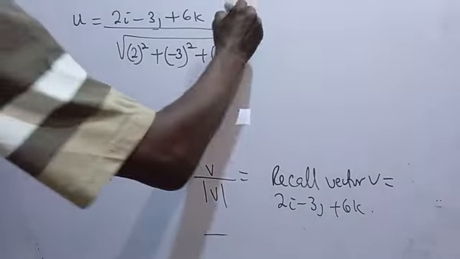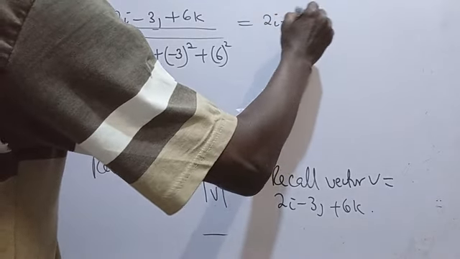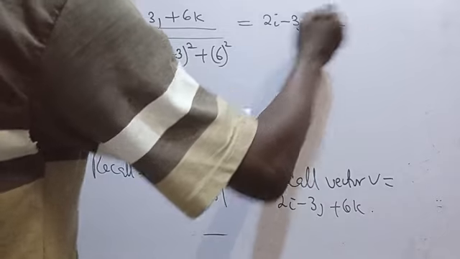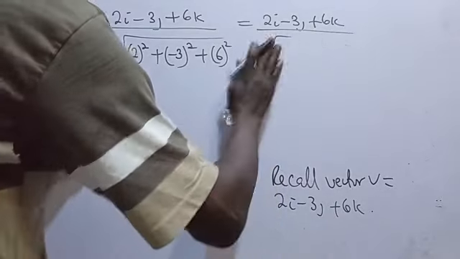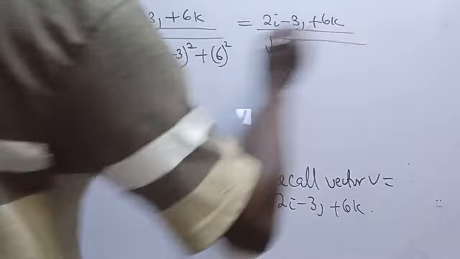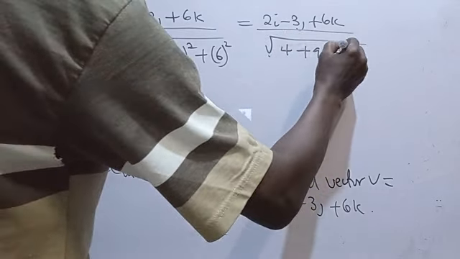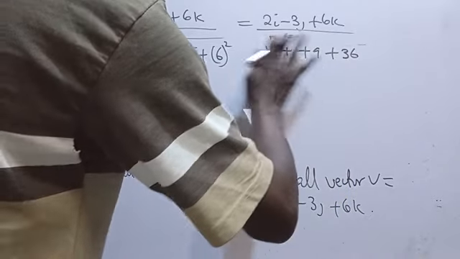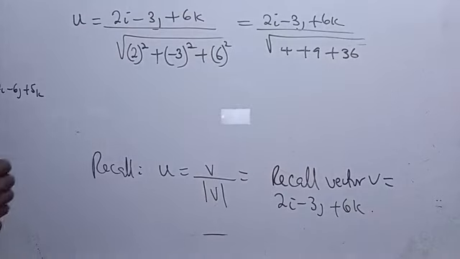Okay, so that will give us what? 2i minus 3j plus 6k all over the square root of what? This is 4 plus 9 plus 36. I hope you are following.